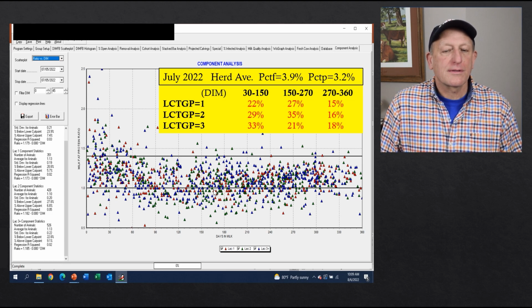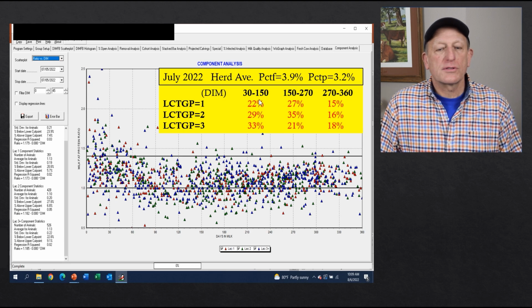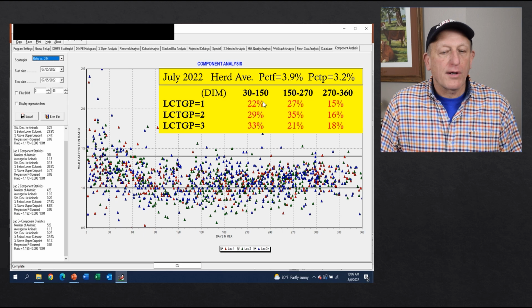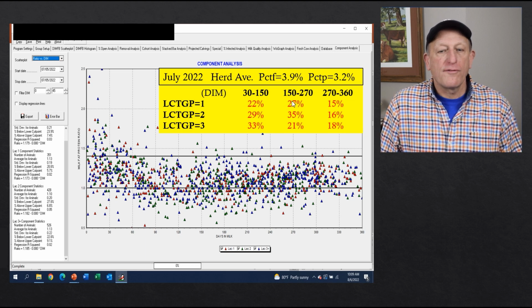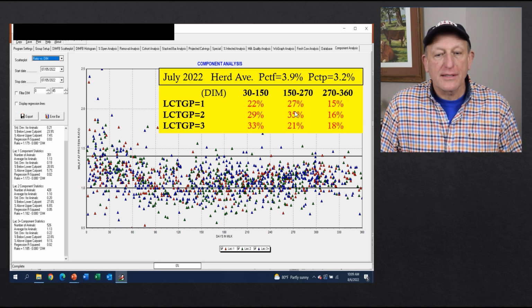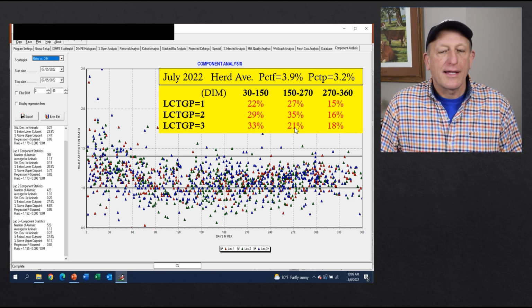So let's look at how many cows are inverted. For 30 to 150 days in milk, there was 22% of lactation 1, 29% of lactation 2, and 33% of lactation 3, which is way above the goal of 20%. And so I get excited about it that they're too high, but I really don't want the next group to be high. Let's look at 150 to 270 days in milk. Lactation group 1 is 27% inverted, 35% for 2, and 21% for 3. And the goal for this group is 10% or less, way over the goal.